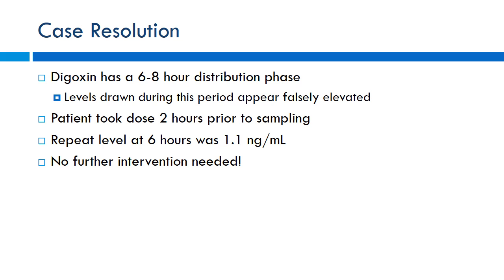So looking back at the digoxin case, digoxin happens to be another one of these drugs that has a 6 to 8 hour distribution phase. It takes time for the drug to get distributed out to the tissues. And so what you found is that if you draw it too early, those levels will look falsely elevated. The patient, it turns out, had taken the dose 2 hours before the sample was taken. Because it's still in that distribution phase, it would look falsely high, because all that drug is still in the blood. They did a repeat 6 hours later, it comes back at 1.1, it's within range, and guess what? We don't have to do anything, right?